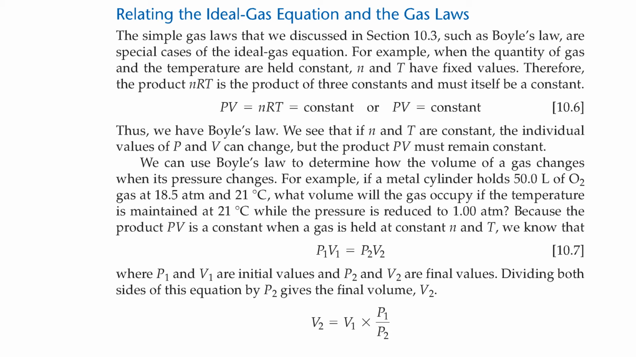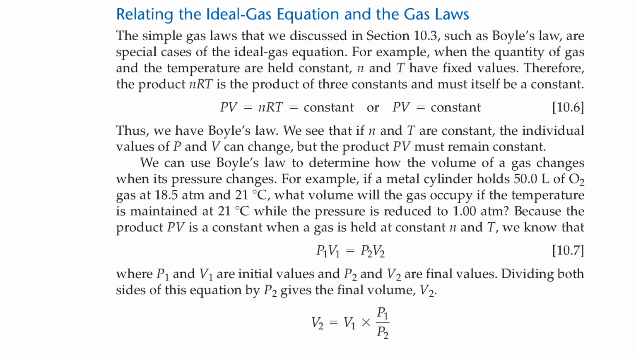Relating the ideal gas equation and the gas laws. The simple gas laws that we discussed in Section 10.3, such as Boyle's law, are special cases of the ideal gas equation. For example, when a quantity of gas and the temperature are held constant, number of moles and temperature have fixed values. Therefore, the product nRT is the product of three constants and itself must be a constant. Thus, we have Boyle's law. We see that if n and T are constant, the individual values of P and V can change, but the product PV would remain constant.